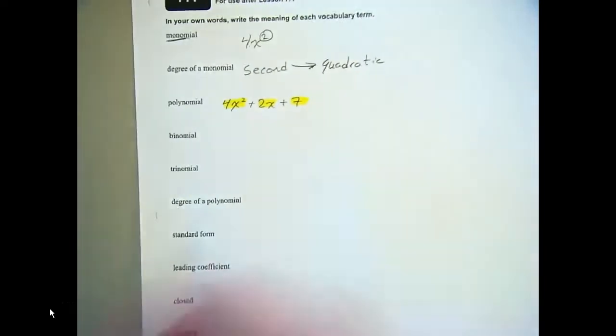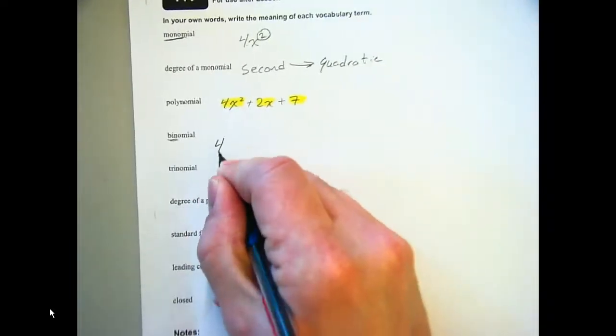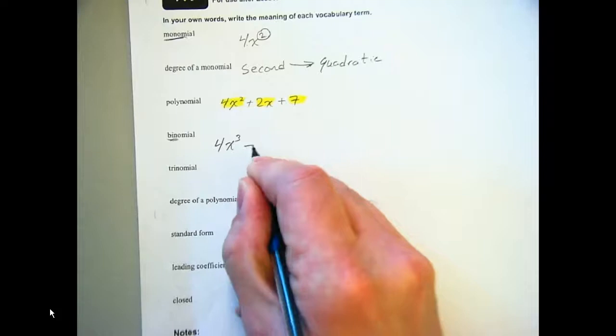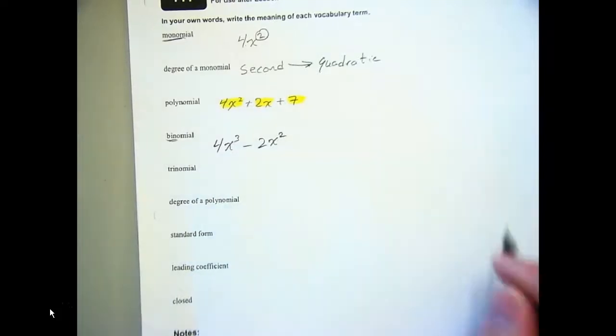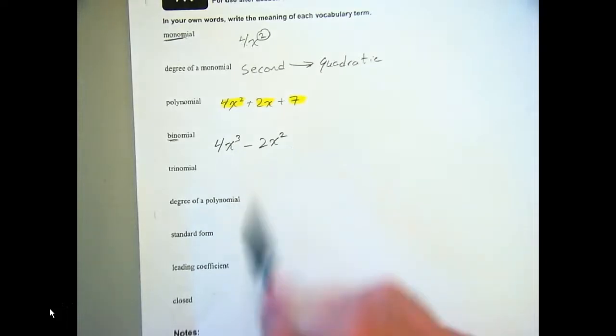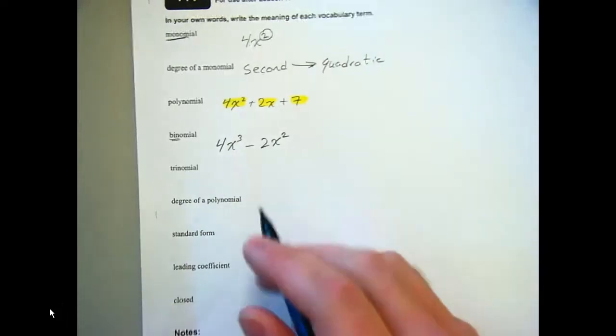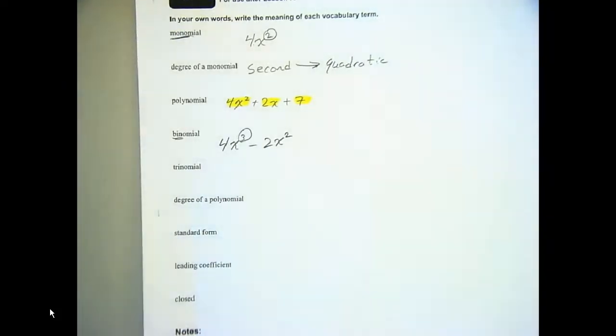A binomial means there are how many terms? Two. Okay, so maybe like 4x cubed minus 2x squared. That's two terms. What would the degree of this one be? 3 and 2. It would just be 3. We look at the highest degree.